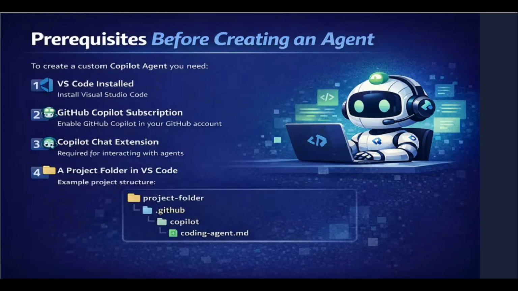Before we start, make sure you have Visual Studio Code installed, GitHub Copilot enabled, and the Copilot chat extension installed. If you don't have Copilot yet, you can enable it from your GitHub account. Once everything is ready, we can go ahead and create our first custom agent.